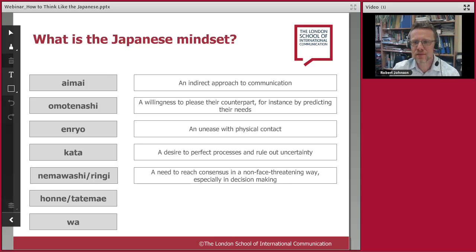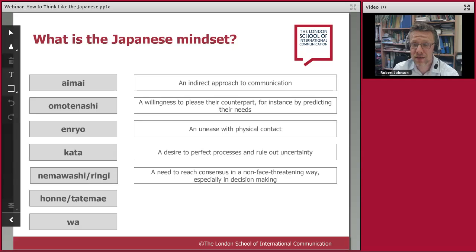Something else that is very important for the Japanese is a need to reach consensus, just like Karate Kid. The need to reach consensus in a non-face-threatening way, especially in decision making. So this is nemawashi, and the process called ringi, which is sort of rubber stamping. You put your stamp on a piece of paper and it goes around to all of the stakeholders in a particular decision. This is why decision making takes a long time.